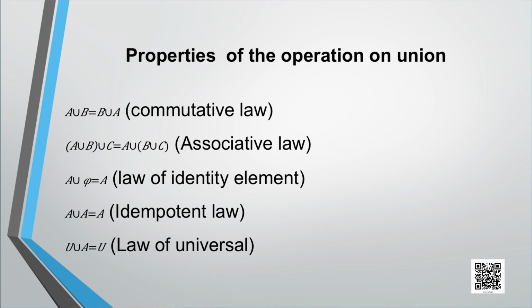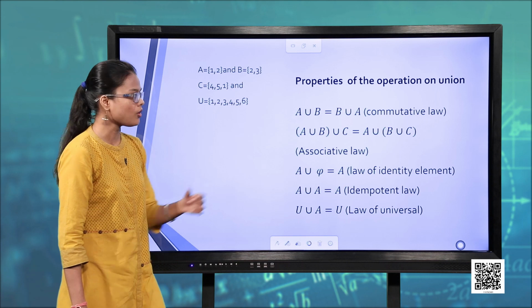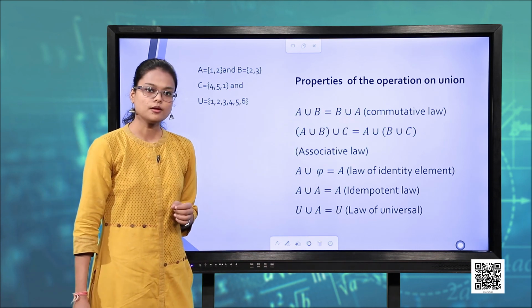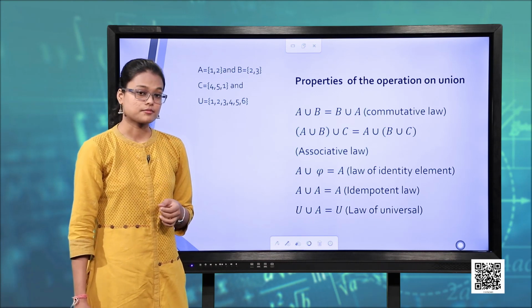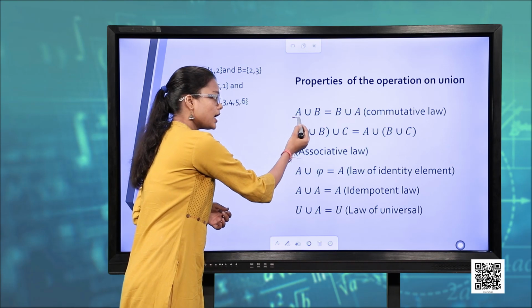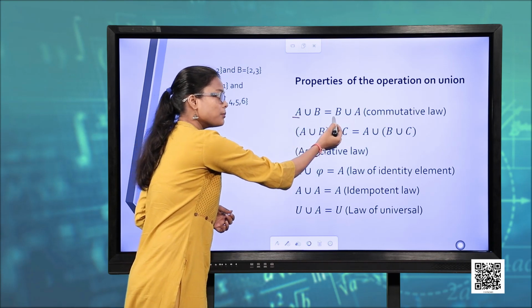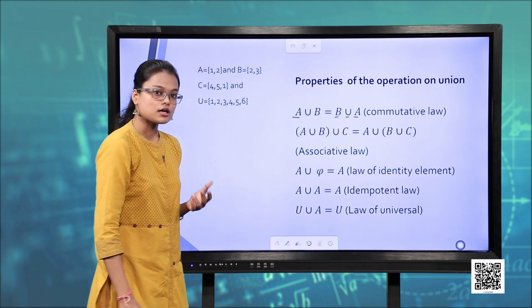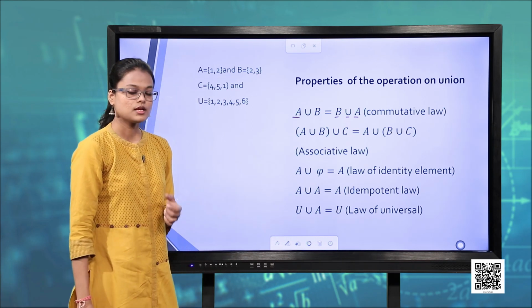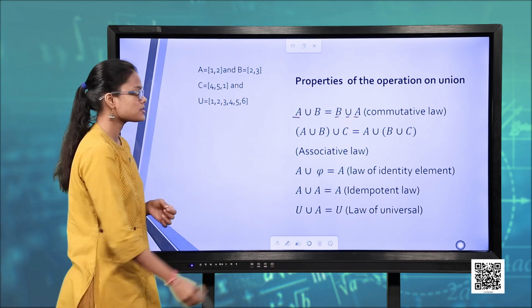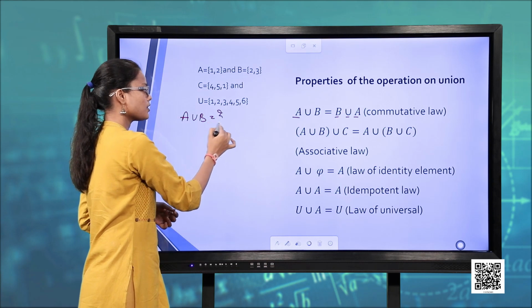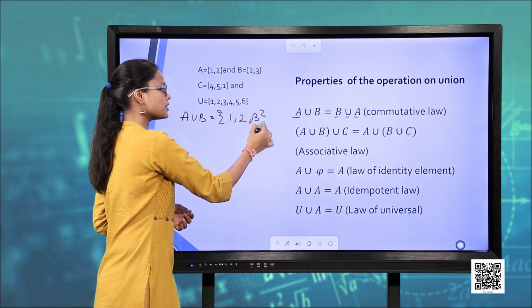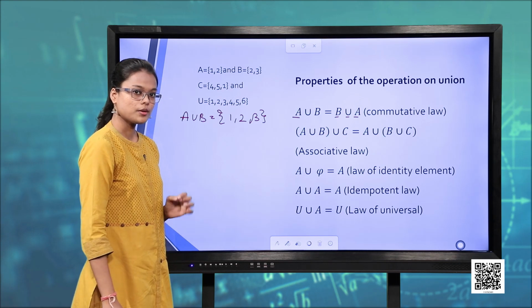So let us see some properties on union. So properties of the operation on union are as follows. The first property is the commutative property or the commutative law. What does it say? The order of the sets does not matter. That means if I take A union with B and take B union with A, then the answer will come out to be the same. Let us take some practical values in it and verify ourselves. We already know A union B was coming out to be 1, 2 and 3. So let us find out B union A.